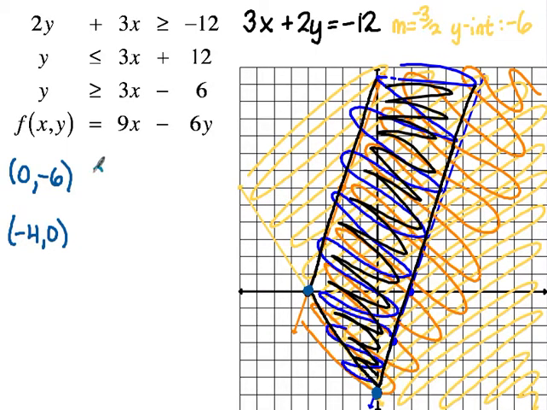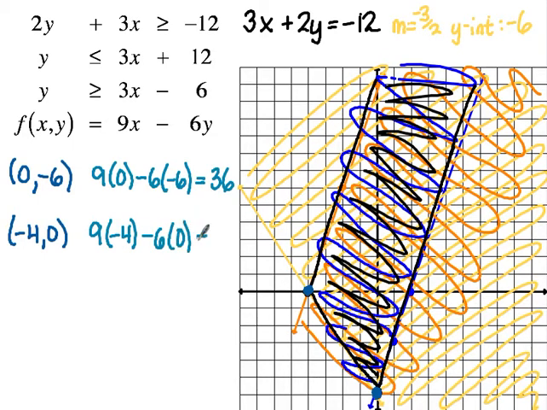Okay, so if I plug 0, -6 in, I get 9 times 0 minus 6 times -6, which is 36. So I get 36. If I look at the next one, I get -36. Now remember, an unbounded only has one, a max or a min. So I need to look at some of these other values. Is there a way that I could get a number bigger than 36 or a number smaller than -36?